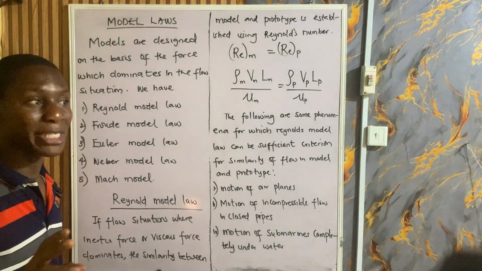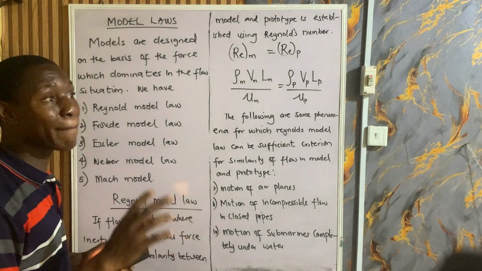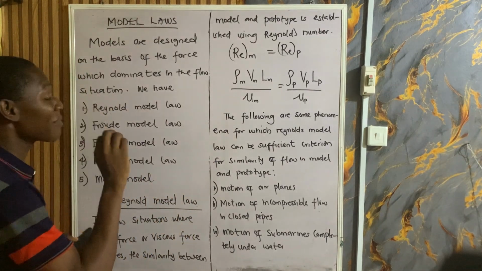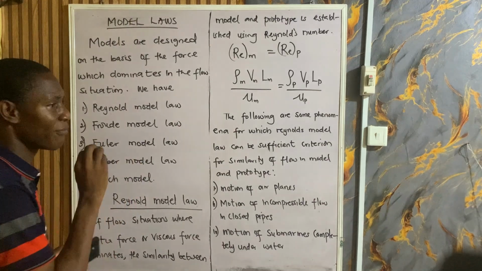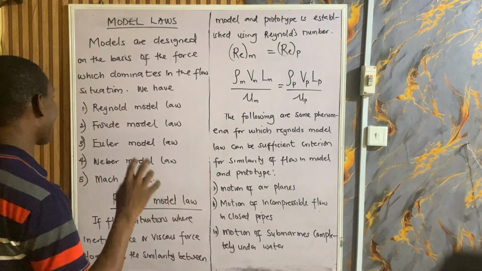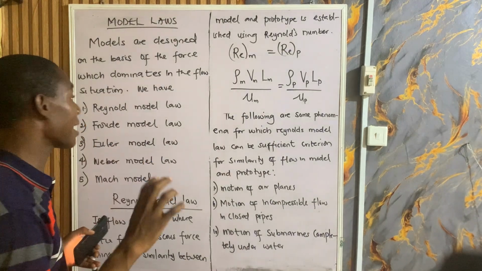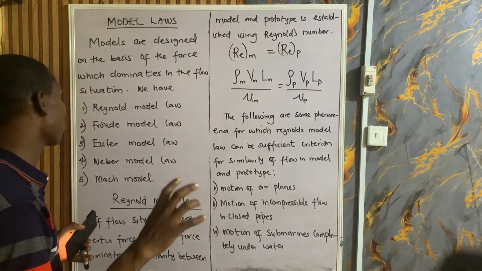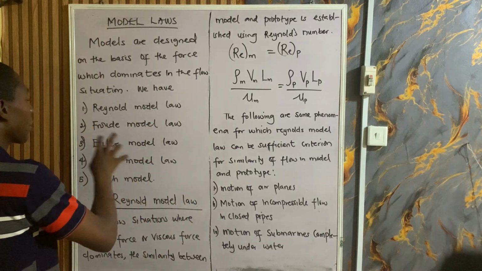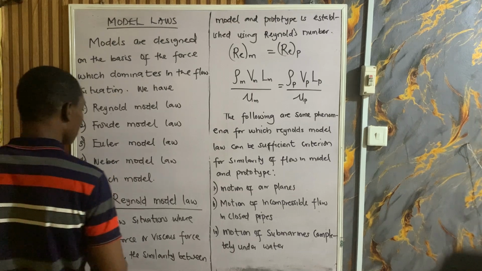It's difficult to actually achieve that when carrying out similarities between model and prototype. Very, very difficult. So models are actually designed on the basis of the force which dominates the flow. So I'm going to look at what force actually dominates this flow, and then choose the model law we want to use to bring out the similarity between the model and prototype. Well, there are different types of model law. We have the Reynolds model law, Froude model law, Euler model law, Weber model law, and the Mach model law.